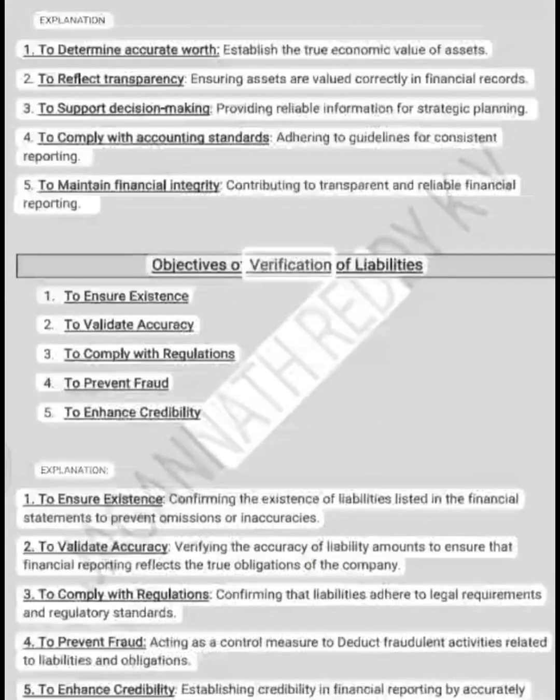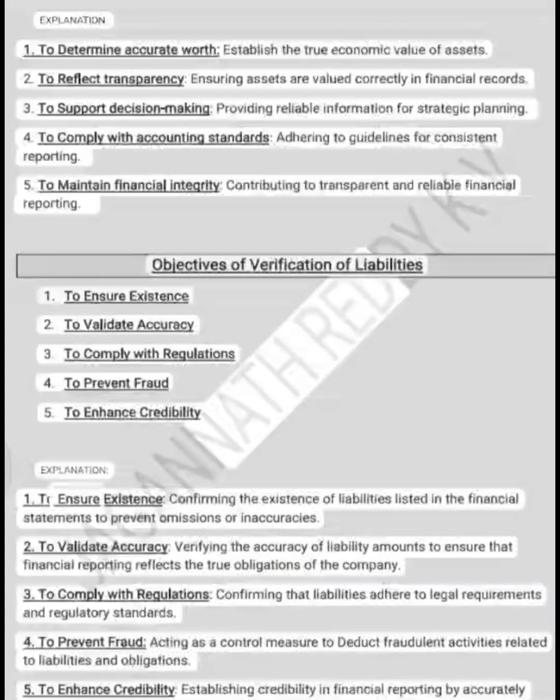Objectives of verification of liabilities. 1. To ensure existence. 2. To validate accuracy. 3. To comply with regulations. 4. To prevent fraud. 5. To enhance credibility. Explanation.